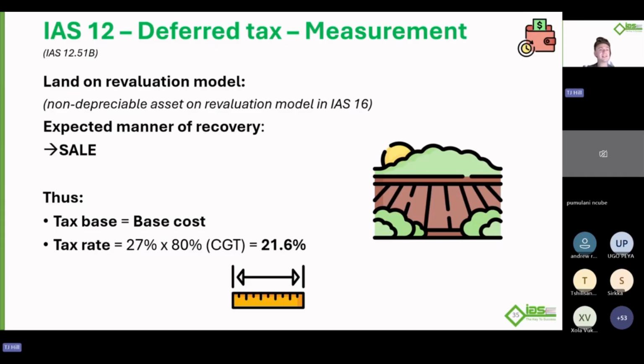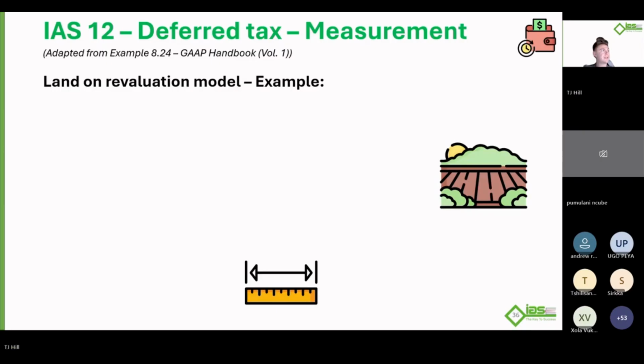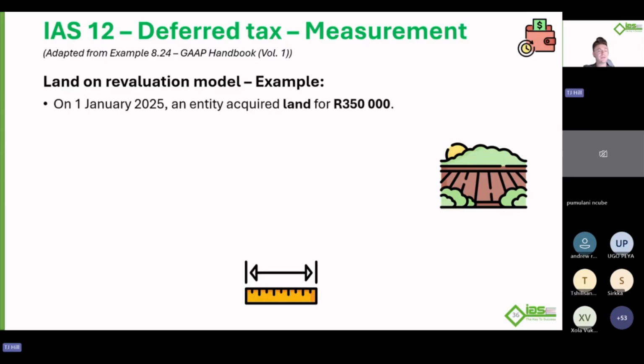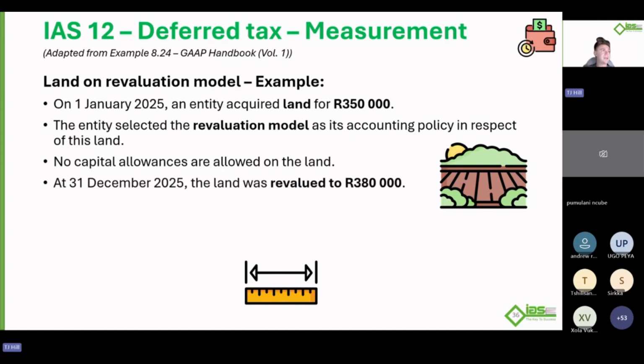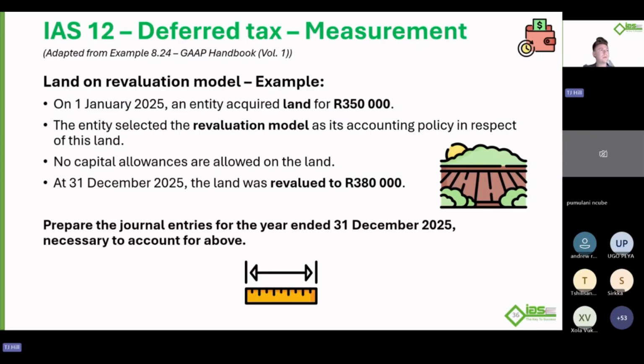Okay, and as we said, the standard prescribes that for a non-depreciable asset on the revaluation model, it is deemed through sale. So if I say to you on 1 Jan 2025, you acquired land for 350 and you've decided to keep it on the revaluation model. Obviously, no capital allowances on the land. Now I have revalued the land to 380 at the end of the year. I bought it at the beginning and now I've revalued it. Prepare the journal entries for the above.